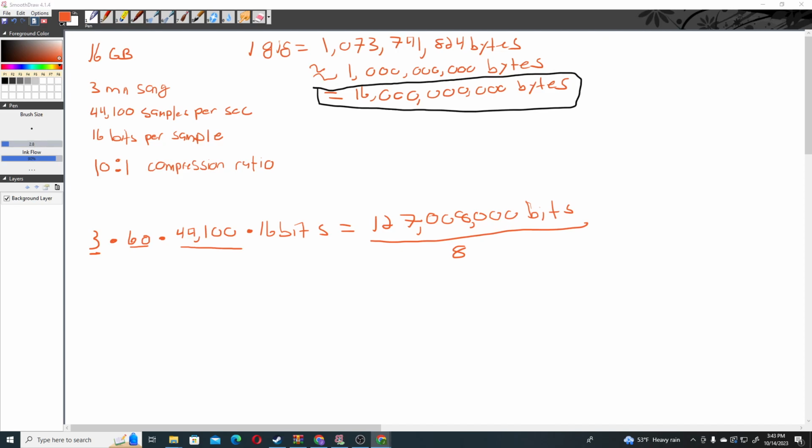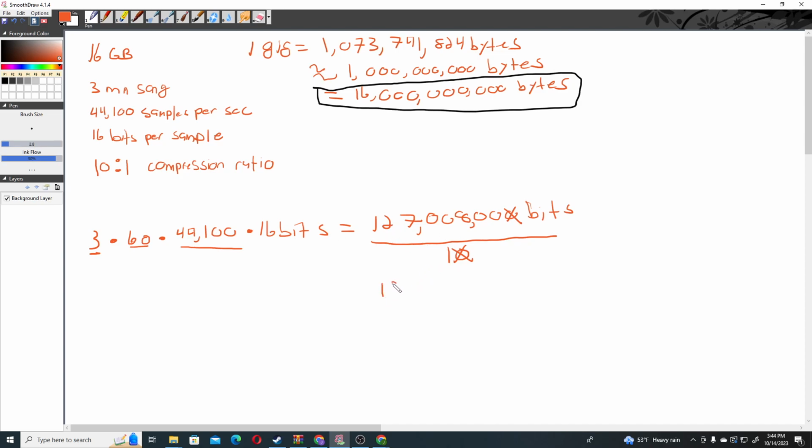Actually, let's not do that yet. Let's divide it by 10 first because that's the compression ratio. We're going to take that number and divide it by 10 because our hard drive is only going to store 1/10 of those bits, because that's how it's getting compressed. So all we're going to do is cross off a 0. That was easy. Okay, we're done. Now we're going to divide that by 8.